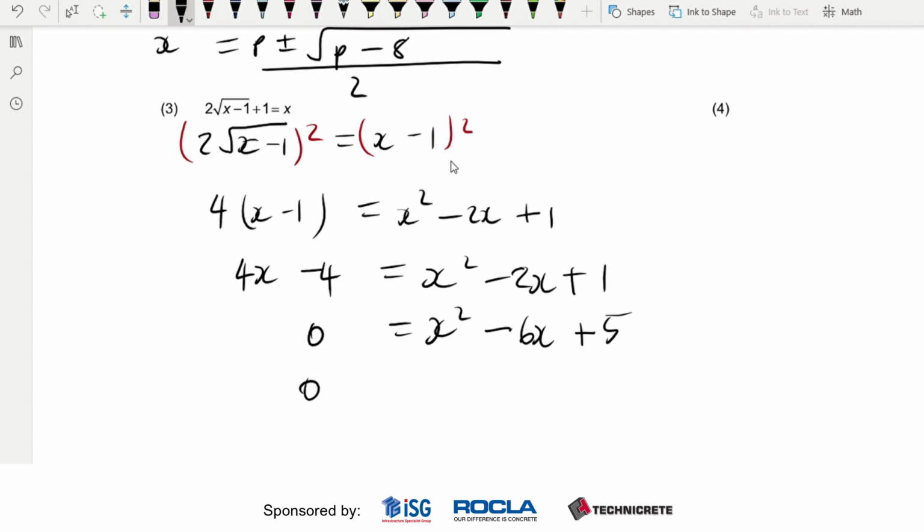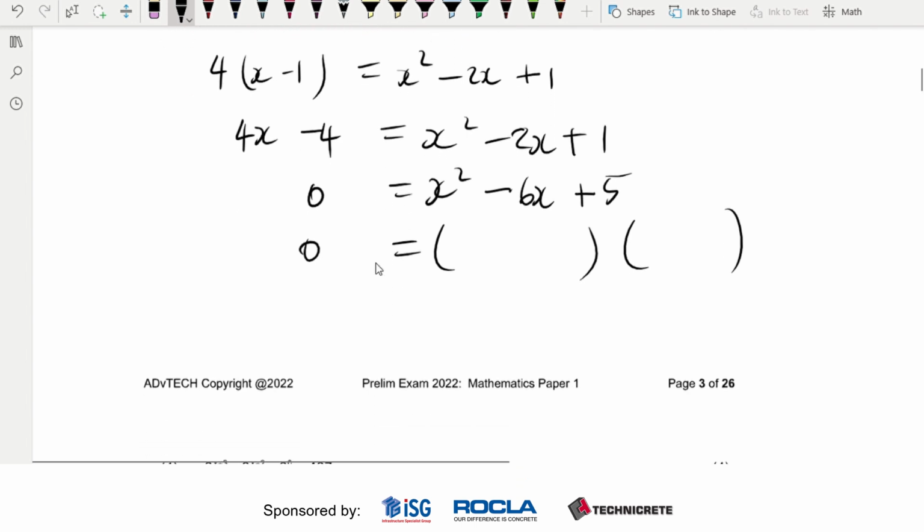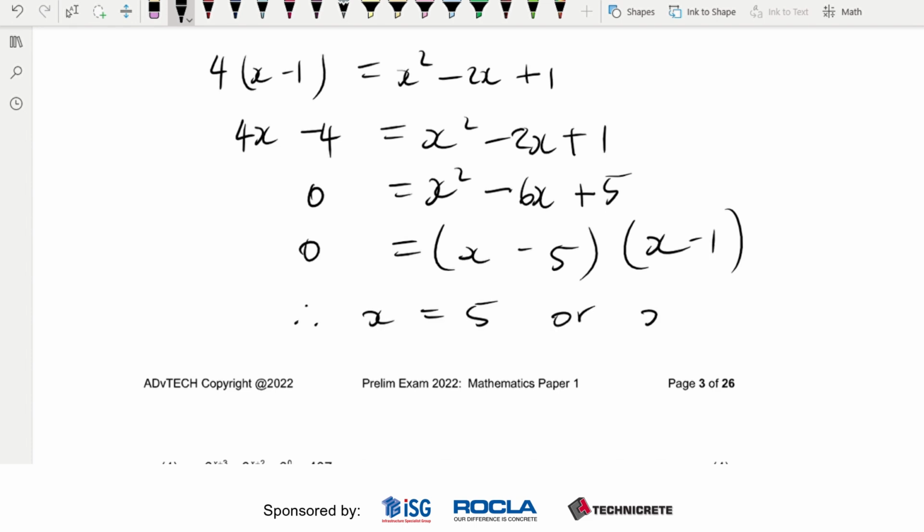Now we can just factorize this. We have a negative 6x and a positive 5. We need two numbers which, when multiplied together, will give us a positive 5, but when we add them together will give us a negative 6. So we can have x minus 5 and x minus 1. Therefore, x is equal to 5 or x is equal to 1. Easy enough.